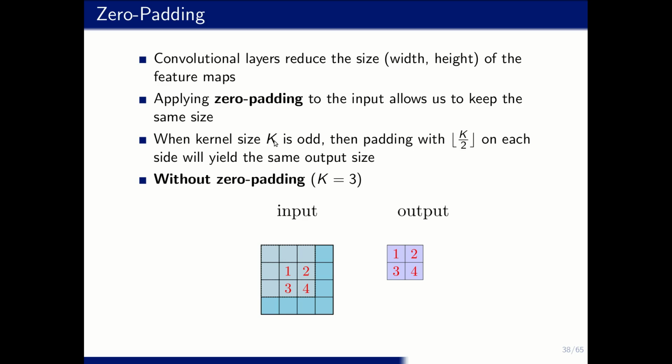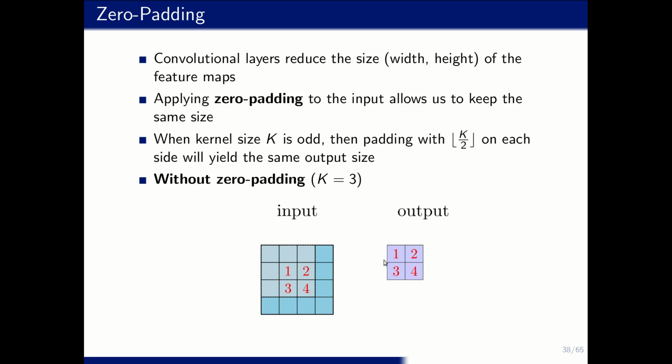Here's an example without zero padding. We have a 4 times 4 input, and to keep it simple we only consider a single channel. We apply a 3 times 3 convolution, so k is 3. If we don't apply zero padding, you see that the output becomes smaller than the input. If we move this 3 times 3 window, the first position where it fits is this, the second position here, but then we are stuck on the right-hand side, so we move down here. These 4 positions correspond to the output image.